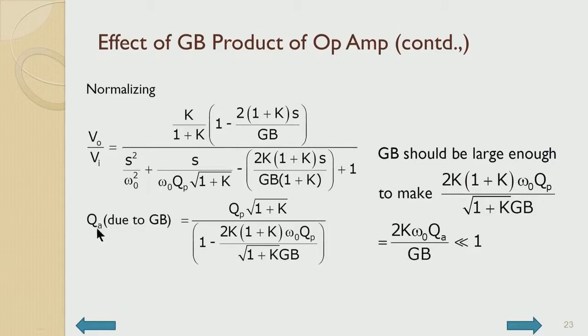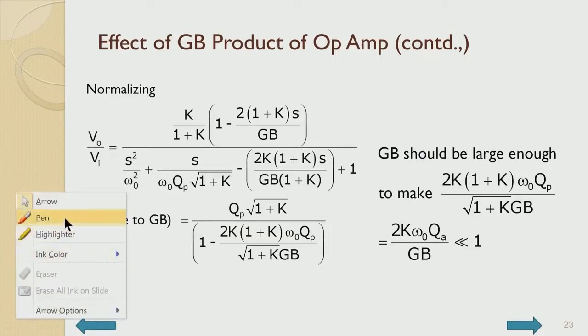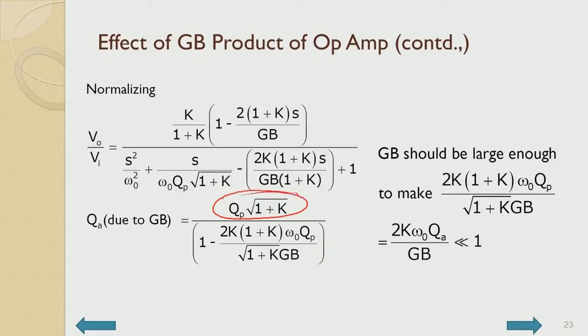Effectively, therefore, QA due to finite gain bandwidth product is QP into square root of 1 plus K, which is what we normally design it for using this low pass filter feedback. However, it gets enhanced by this factor, and this factor can be rewritten as 2K into omega naught into QA by GB. That has to be much less than 1 in order that it has no influence on the designed Q. So, this is an important conclusion that we are arriving.